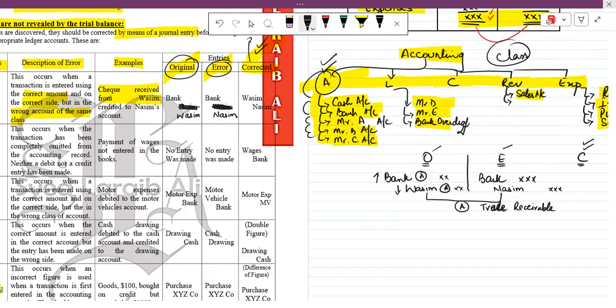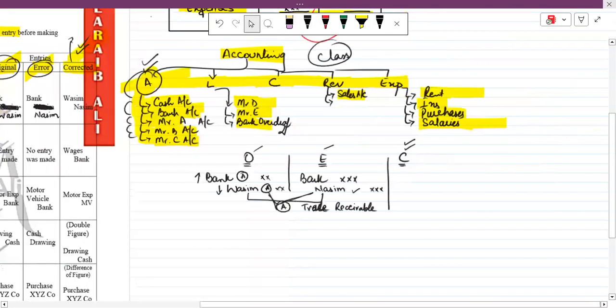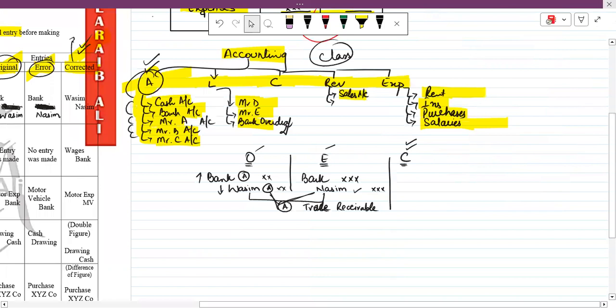So now you can see here that the class is the same, but accounts are wrongly written. Wasim's account was supposed to be credited, but we actually credited Nasim's account. So this is called error of commission. How are we going to correct it? Remember, the bank is correctly written. There is no worry about bank. Bank was supposed to be debited. It is correctly written here. Now let's discuss how to correct it.